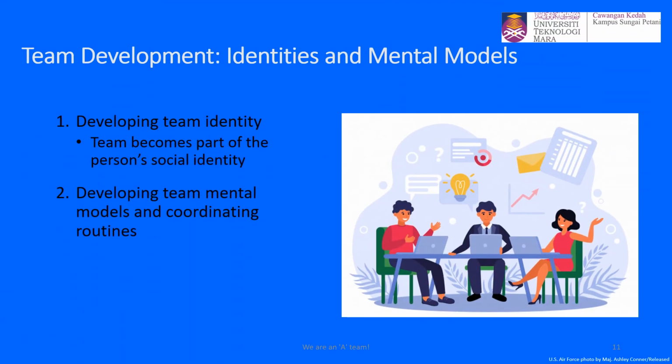The team development model also indicates that there are 2 sets of processes which contribute to team development. One is team identity, and two, developing team mental models and coordinating routines. What it means is, team development occurs when employees make the team part of their social identity and take ownership of the team's success. It also mentions that team development includes forming shared mental models of the work and team relationships. Team mental models are acknowledged structures mutually held by team members about ideas and expectations.